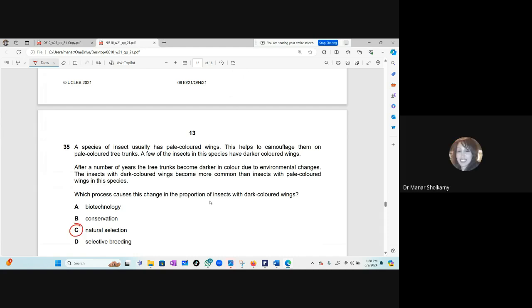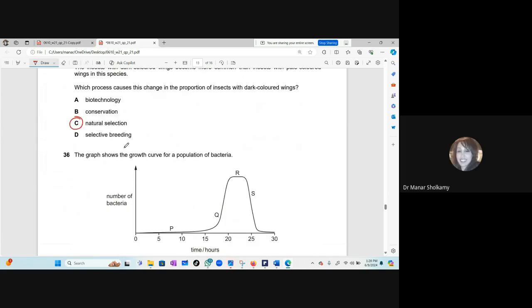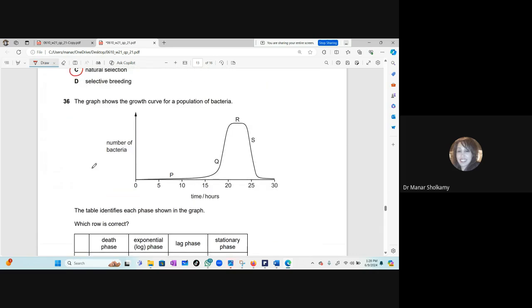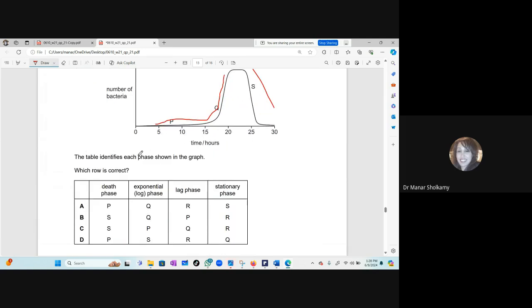Okay, nice and obvious. The graph shows the growth curve for a population of bacteria. So this is time and number of bacteria. It increases slowly, then it increases exponentially, and then constant, and then they die. The table identifies each phase shown in the graph. Which row is correct? What is the death phase?